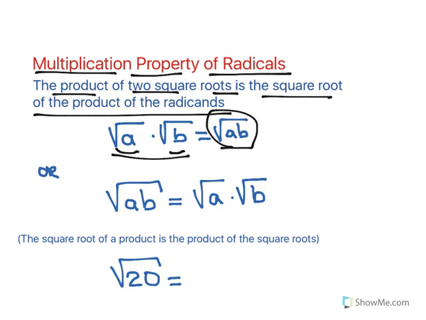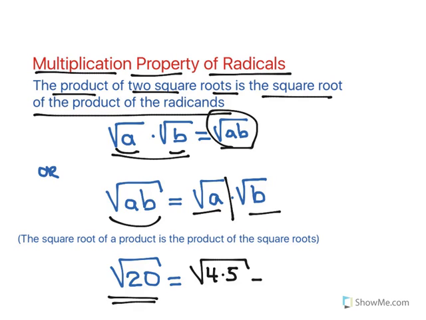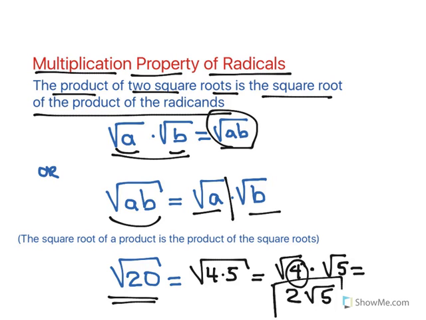In other words, if I have the square root of a product, I can separate that into the product of two square roots. So if I want to find the square root of 20, I don't know what the square root of 20 is, but I know that 20 is 4 times 5, so that would be the square root of 4 times 5, which would be the square root of 4 times the square root of 5, and 4 is what we call a perfect square. Okay, and 4 is a perfect square because we know that the square root of 4 is 2, so that would be 2 times the square root of 5.